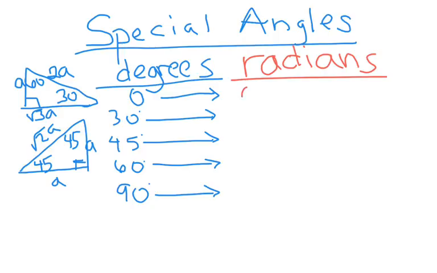So 0 degrees is 0 radians. 30 degrees is pi over 6 radians, because pi has 180 degrees, and you're dividing it 6 ways. That makes 30 degrees. 45 is pi over 4 radians. 60, pi over 3 radians. And 90, pi over 2 radians. To the extent that you're familiar with these and can go back and forth between them, you'll be much better off.